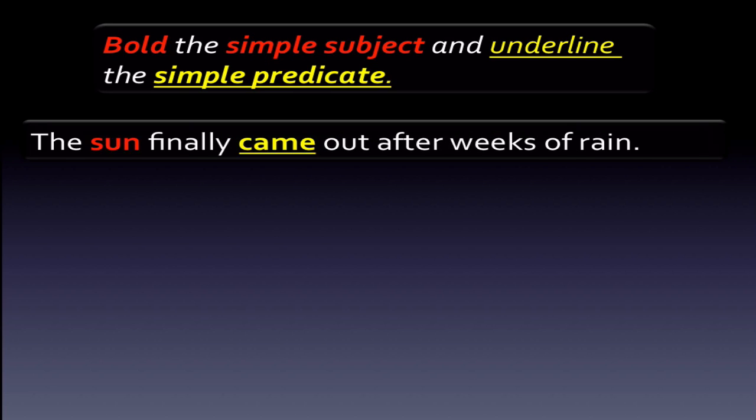The sun finally came out after weeks of rain. What is the sentence about? It's about the sun coming out after weeks of rain. So what is my simple subject? The sun, right? And what did the sun do in the sentence? It came, right? So the main verb is came. So sun is the simple subject and came is the simple predicate. Do I have any helping verb in here? No, I have finally, out, after weeks. No, I have no helping verb in here. Okay, so sun, simple subject, came, simple predicate.